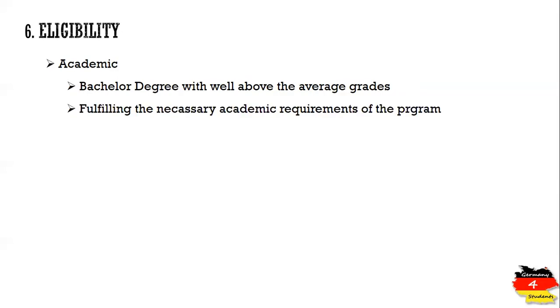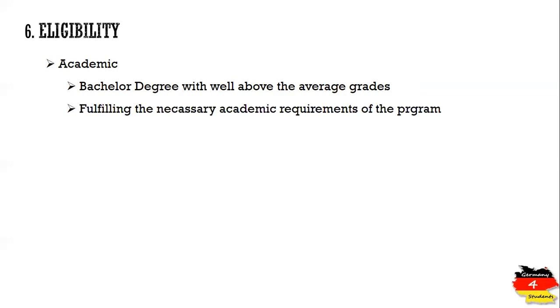So in the requirements, first we check what are the academic requirements that you have to fulfill. You must have completed a bachelor degree with well above average grade. If you consider a 4 scale GPA, your CGPA must be around 3.8, 3.7, and I'm talking about the overall GPA, not the GPA of the last semester or last year. So you have to calculate your overall GPA, and if it is around 3.8, 3.7, then you have very good chances. And you have to fulfill the academic requirements of the respective program.